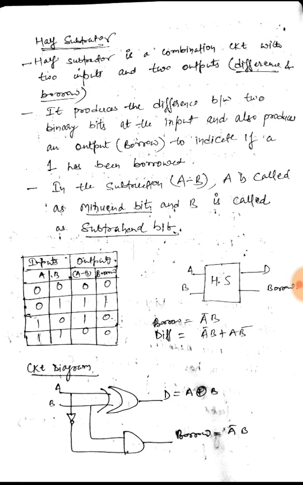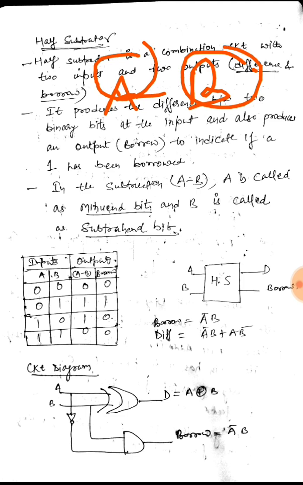Then we have the half subtractor. So we would subtract one digit from the other. So in the half subtractor there would be the difference of 2 digits only, as we were doing in the half adder. So in this, if I am subtracting B from A, A would be my minuend and B would be my subtrahend.